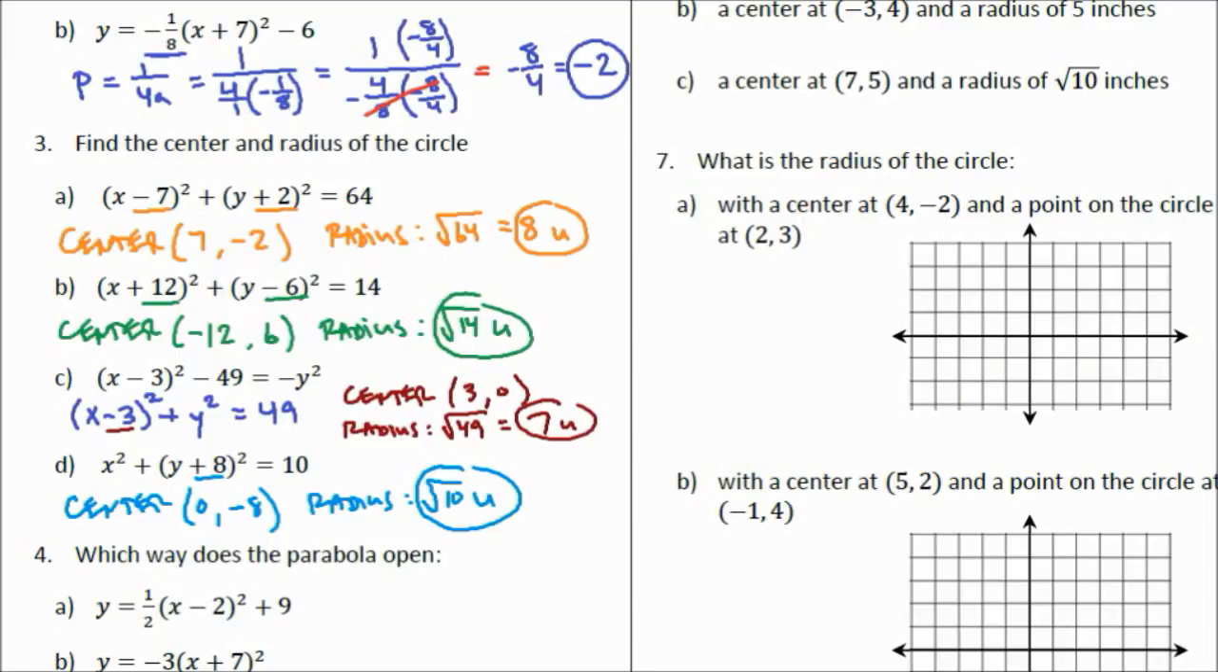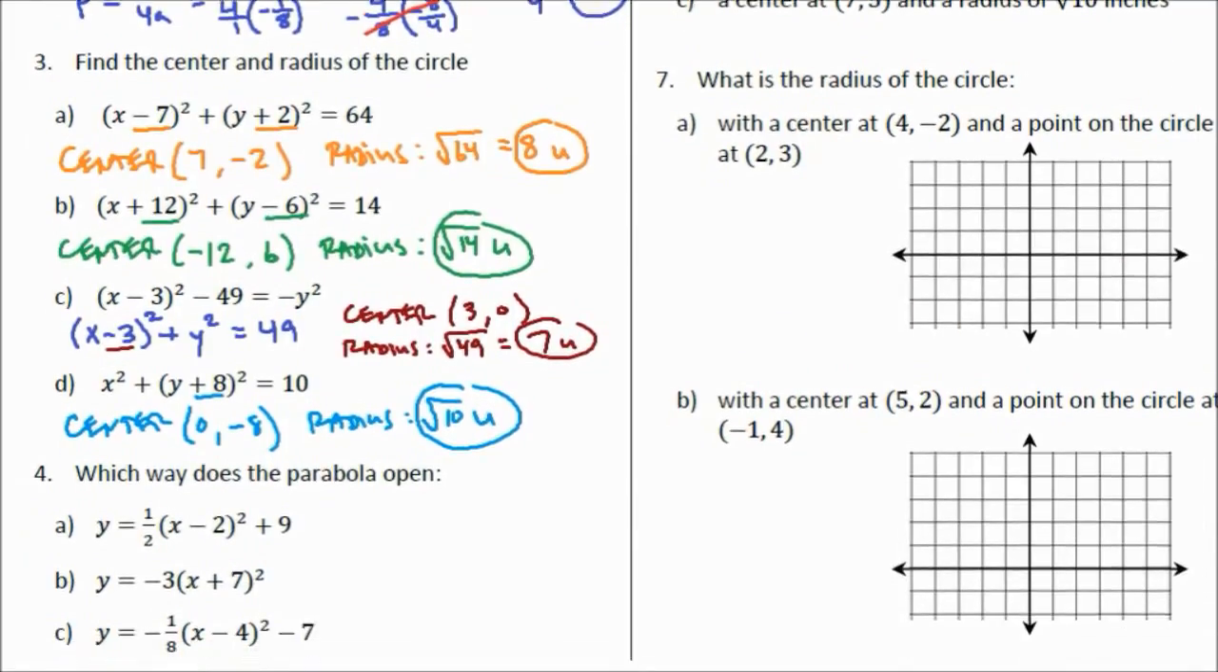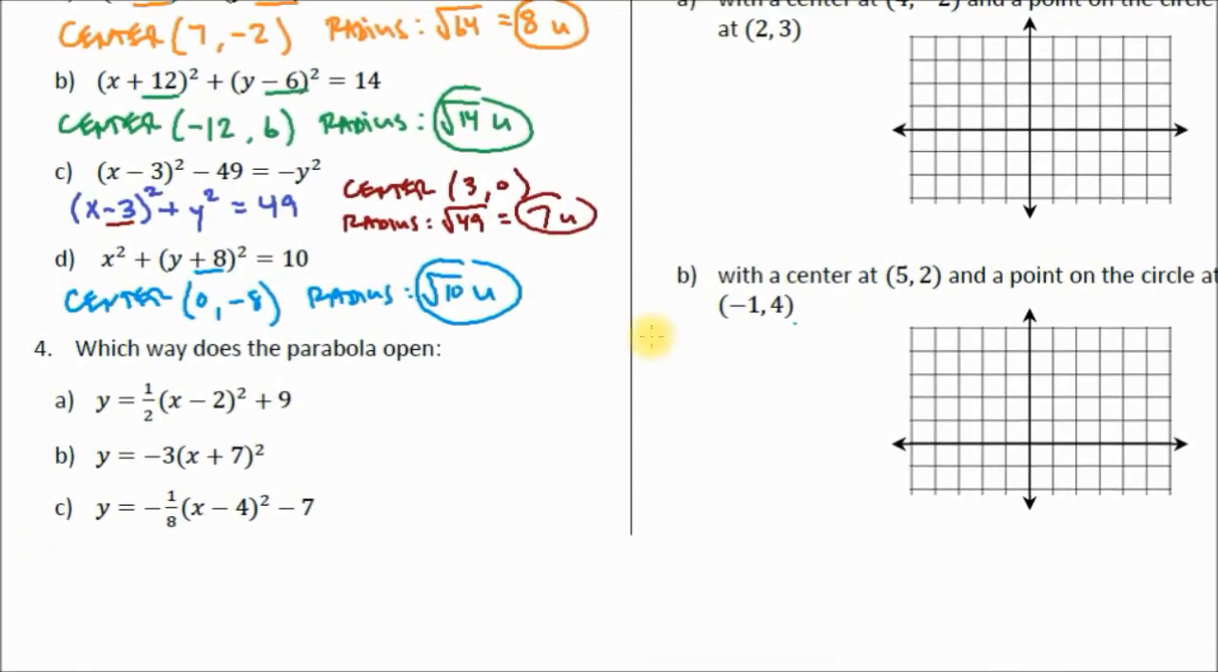Alright, let's see. Let's do these next 3 and then we'll call it a video and we'll do the next one. Number 4, which way does the parabola open? Well, the direction of our parabola is based on the a value. A value here is positive 1/2. That means this parabola opens up. The a value for letter B is negative 3. That's a negative number. That means the parabola opens down.